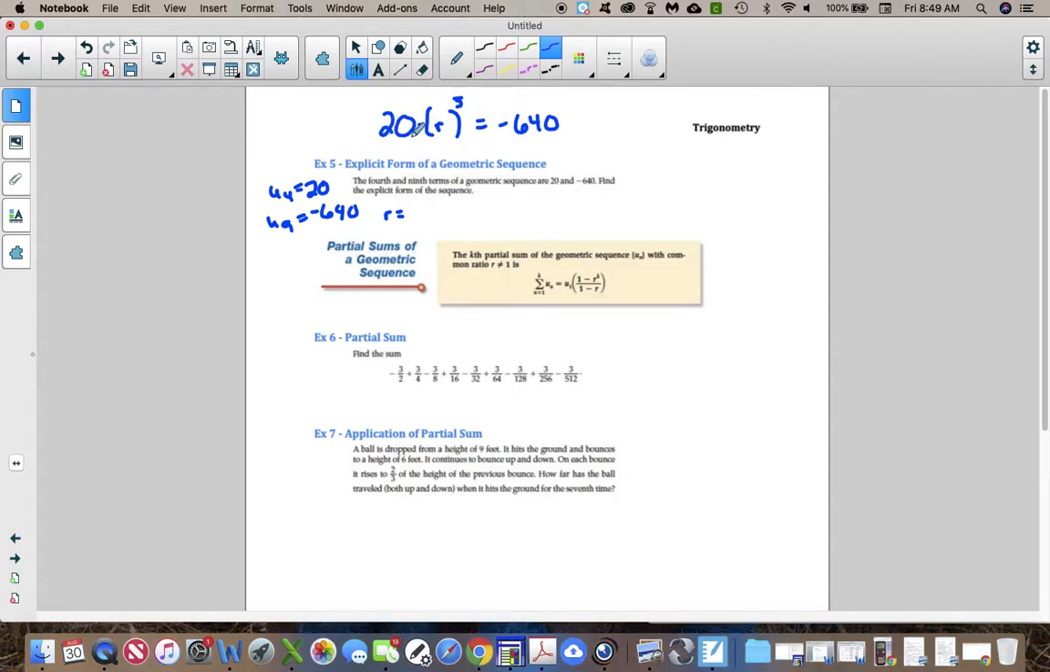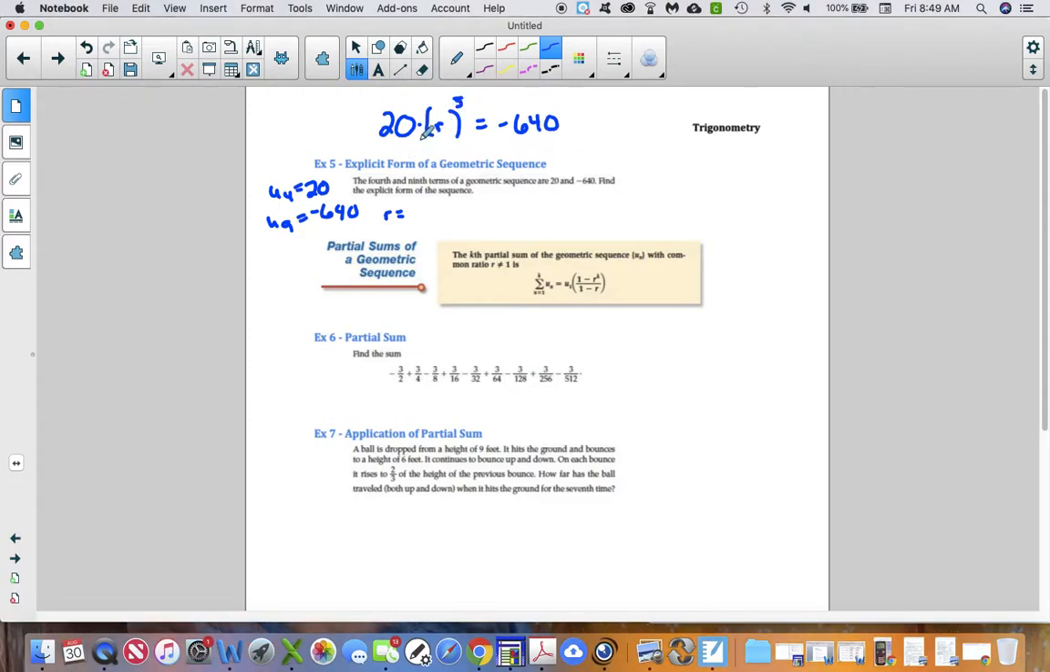So we're starting with the number 20, and we're multiplying 20 by this number, 20 by that number again, by that number again, and by that number again, 5 times to get negative 640. So that's the equivalent of saying this expression. So what we have to do now is just unwind this equation to figure out what R is.